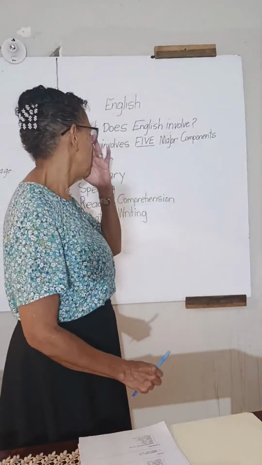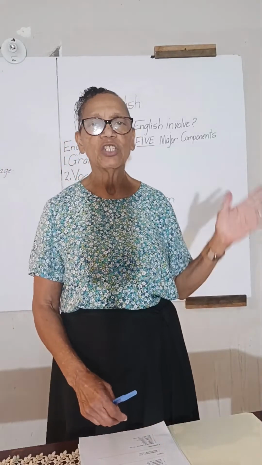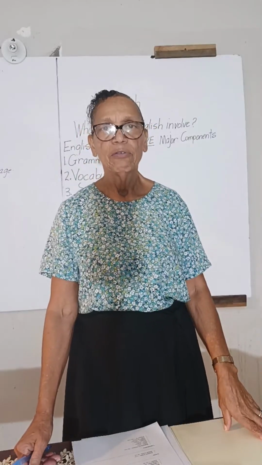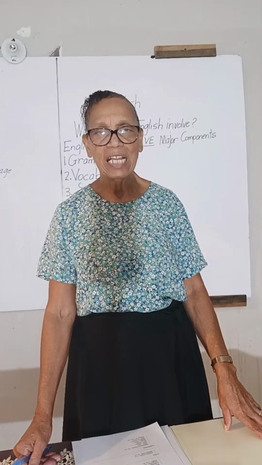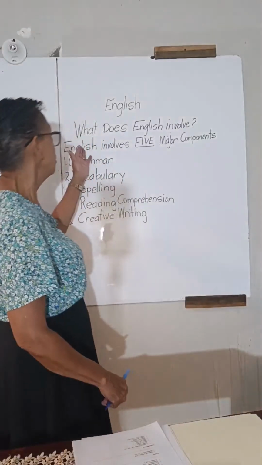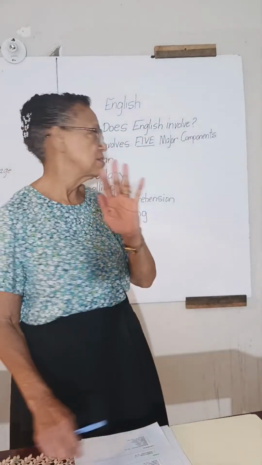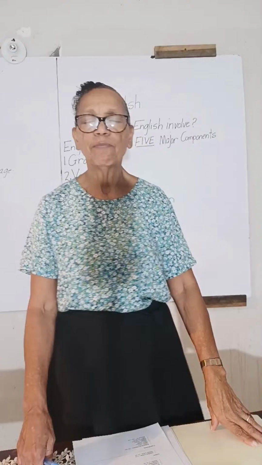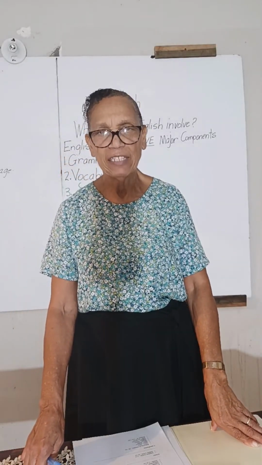And today we're going to revise what does English involve? The last time we spoke, I reminded you, we went through what does English involve? And I say you can look on the board. English involves 5 components: grammar, vocabulary, spelling, reading comprehension, and creative writing.